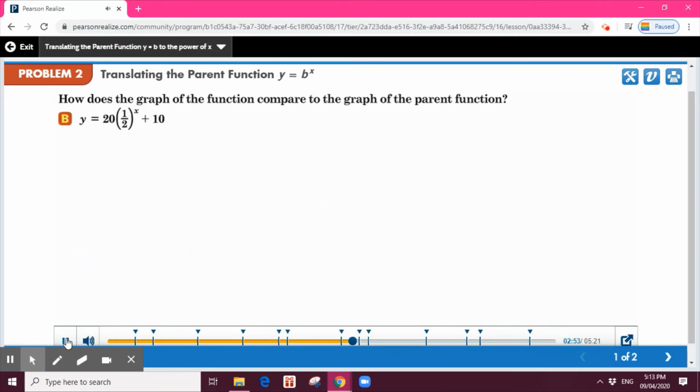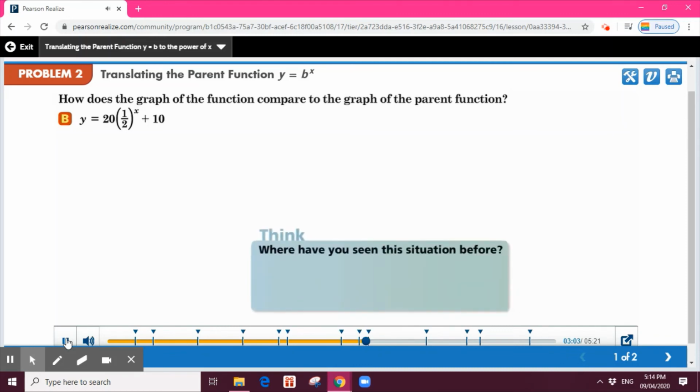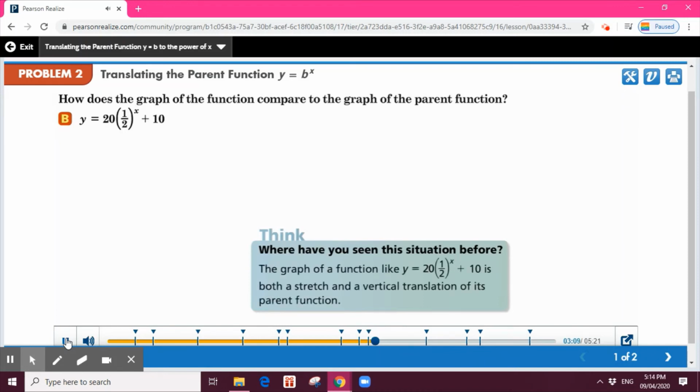Part B. How does the graph of the function y equals 20 times 1/2 to the x power plus 10 compare to the parent function? Where have you seen this situation before? The graph of a function like y equals 20 times 1/2 to the x power plus 10 is both a stretch and a vertical translation of its parent function.